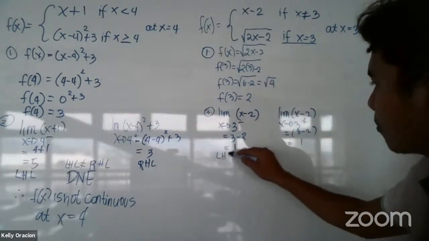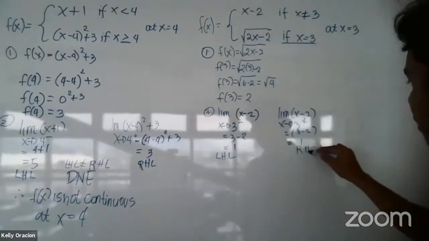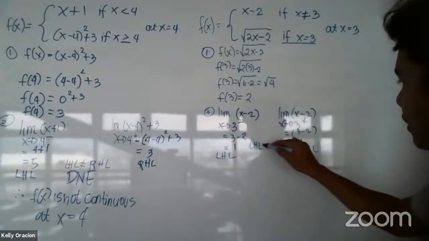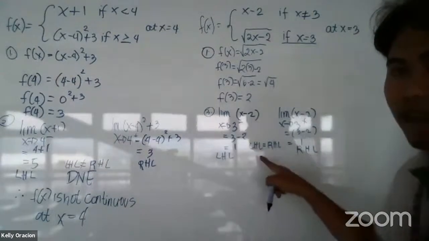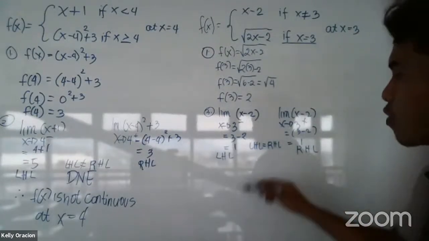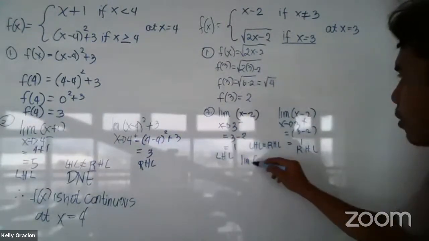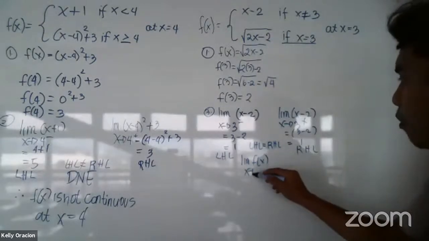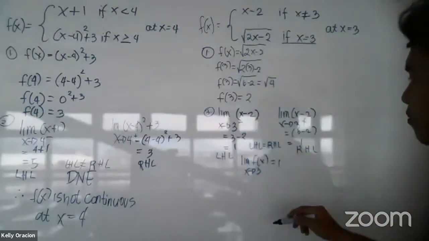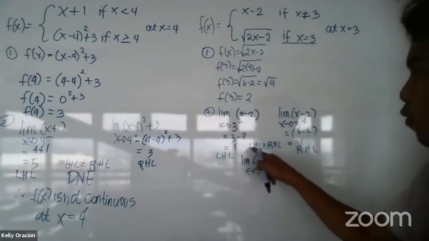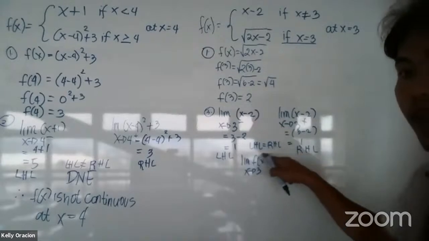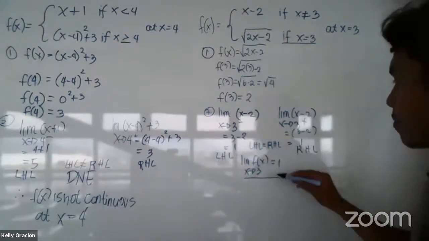This is the left-hand limit and the right-hand limit. The left-hand limit is equal to the right-hand limit. Right? 1 and 1, they are equal. That means the limit of the function as x approaches 3 is 1. From the left, 1. From the right, 1. They are equal. So the limit exists and the limit is 1.